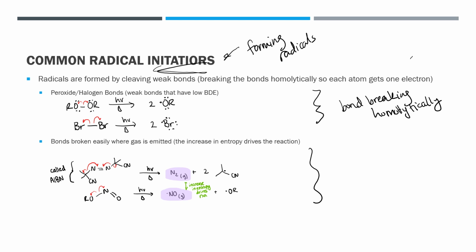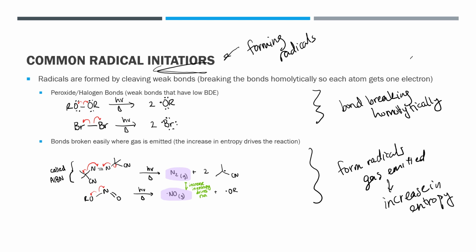Now, the next general category is where we again form radicals, but a gas is emitted. We'll talk about why: when a gas is emitted, this causes a huge increase in entropy, because gas is much more disordered as a phase than a liquid or a solid. So whenever you produce gas from a liquid or a solid, you're getting a massive increase in entropy. And this increase in entropy causes the delta G of the reaction to become very low, or negative.